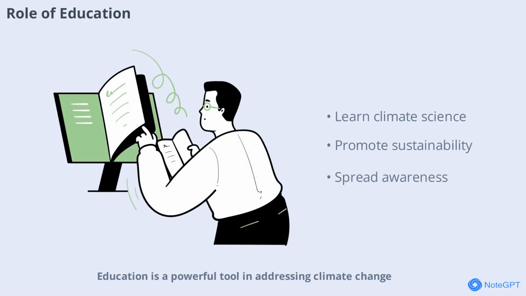Education is a powerful tool in addressing climate change. By learning about climate science, sustainable practices, and environmental protection, people can make informed choices. Schools, colleges, and community programs play a key role in spreading awareness and inspiring action. Educated citizens are better equipped to adapt to and mitigate the effects of climate change.